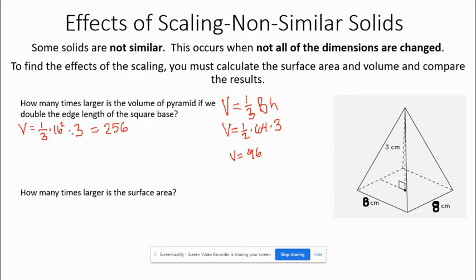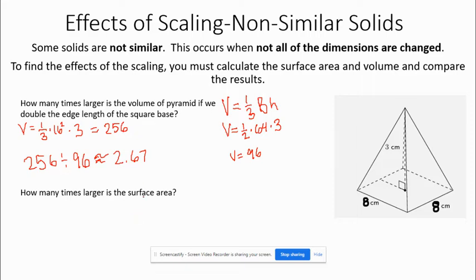Now to figure out how many times larger this copy is that we made by just changing those base lengths, we would do 256 divided by 96. I'm getting a decimal value. It is 2 2/3, so it's 2 2/3 times larger, or 2.67 times larger. So that would be how you would work a problem like that.